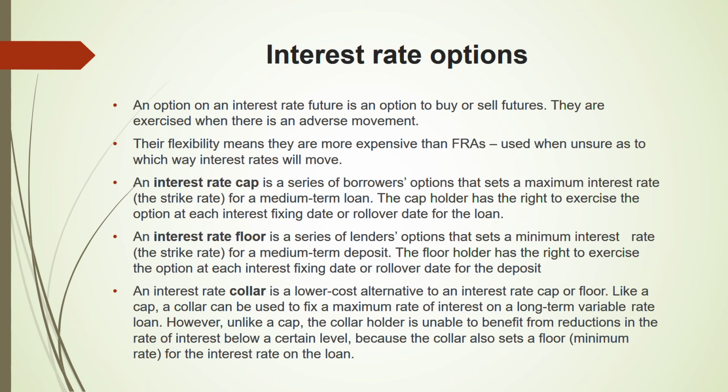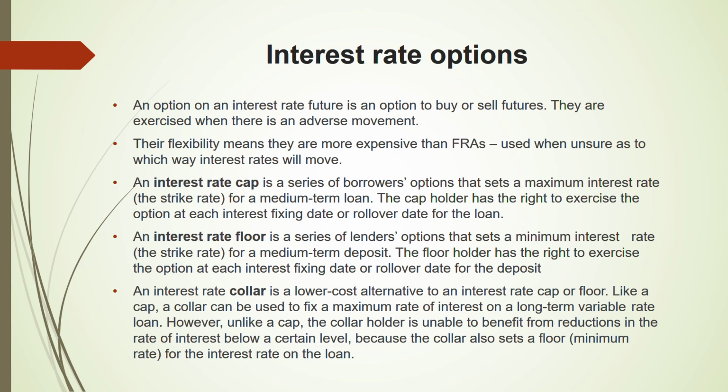How? Similar to a cap, a collar is also used to fix a maximum interest rate. They also fix a maximum interest rate for the borrower, and like a floor, they set a minimum level also. So there's a maximum level, there's a minimum level. They set both levels. That means you can only take the advantage in between. Unlike a cap, the collar holder is unable to benefit from the reduction in the rate of interest below a certain level. If your interest rate goes below a certain level, under a collar you cannot take that advantage, because there is a level to your floor also.